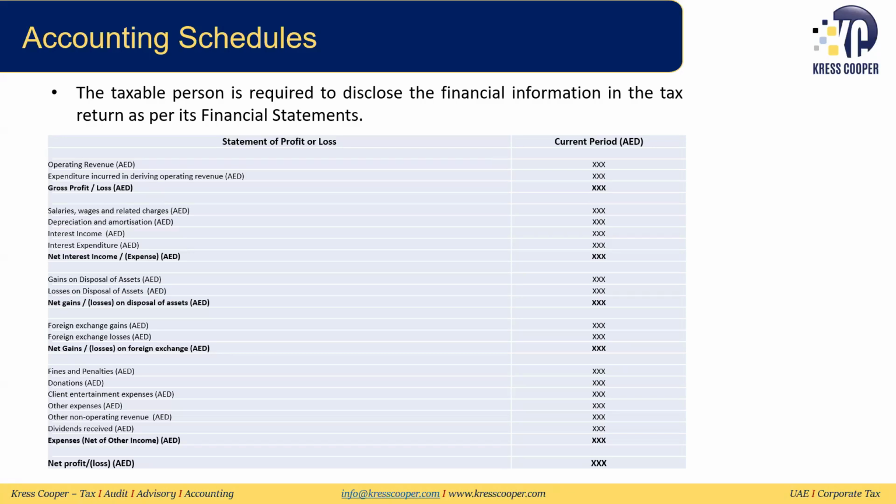So if there is any donation, fines or penalty, any entertainment expense related to client, not employees, those they want you to put here specifically. The others you can club together. Whatever is in your P&L, the other will go to other expenses or other non-operating revenue, but whatever else is there in the line item needs to be put separately.